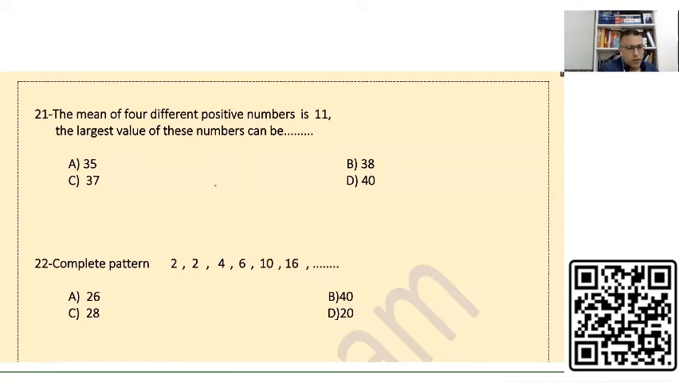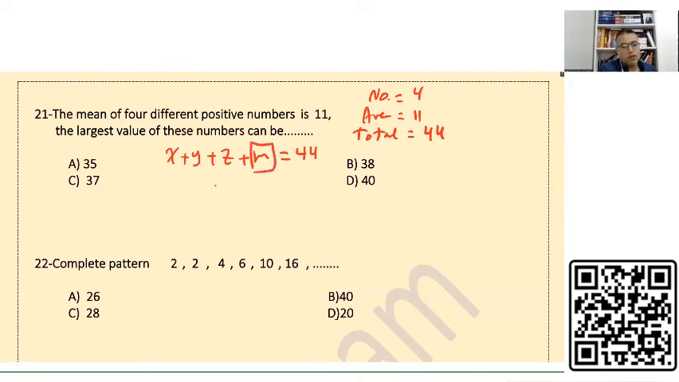Regarding question number 21, the mean of 4 different positive numbers. So the number of values is 4, the average is 11. So the total sum of these values is 44. Don't forget that to find the total, we multiply the average by the number of values. 4 different numbers like x, y, z, and m, their sum is 44, and all of them are different. What could be the greatest value of them?